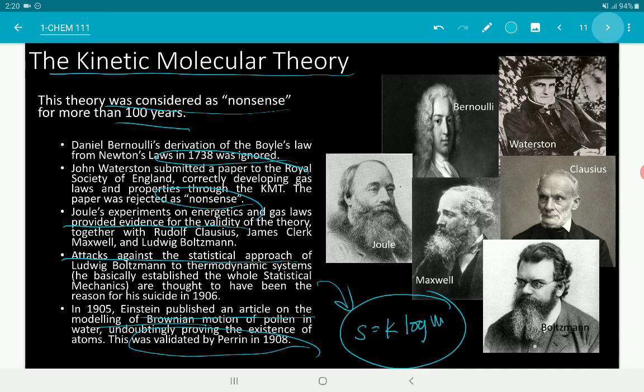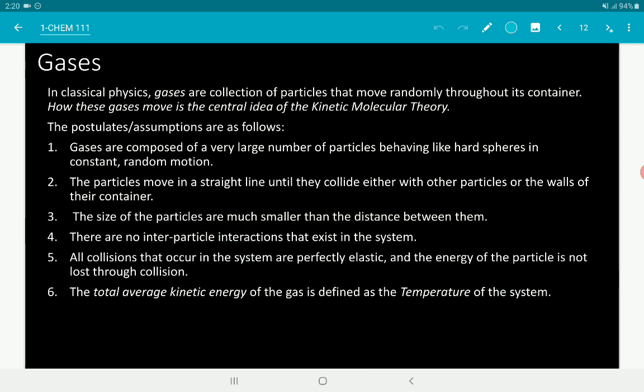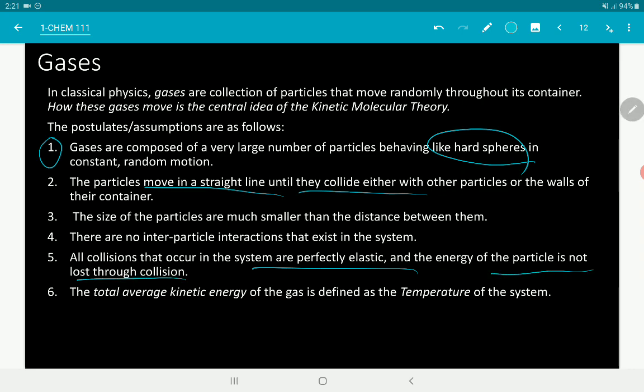Anyway, according to the kinetic molecular theory, there are 6 or 7 particular statements. Number 1, gases are composed of very large numbers of particles behaving like hard spheres. So kung hard spheres sila, if they collide, they do not deform. The particles move in a straight line, so hindi sila nagwi-wiggle as they travel, so laging linear ang kanilang momentum, until they collide with each other. When they collide, the collision is perfectly elastic. Yung energy nila hindi na-dissipate kapag nagbabanggaan sila or kapag bumangga yung particle dun sa wall ng container.